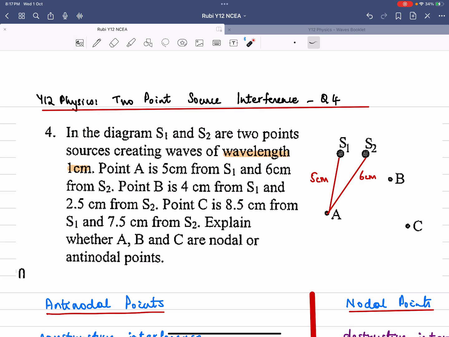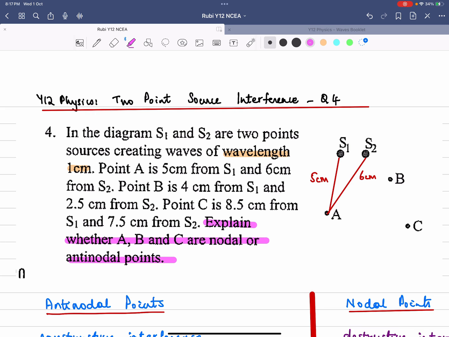Now point A is 5 centimeters from S1 and 6 centimeters from S2. And they give you details about B and C. We'll come to that soon. But the question says, explain whether A, B, and C are nodal or antinodal points.